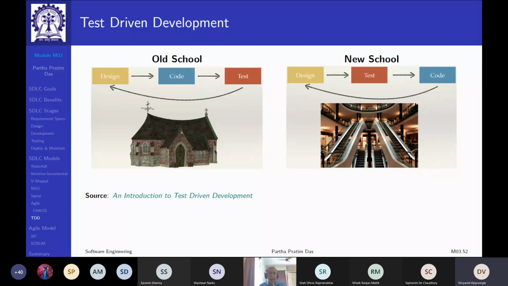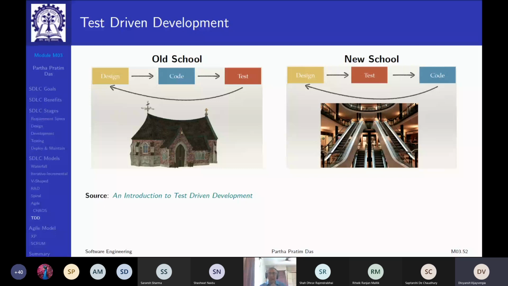So the idea is that in the old school, you design, and based on the design, you code. And then you basically test what you have coded. In the new school, in the TDD school, you design, and based on your design, you design the tests. And then you code to satisfy the tests. You don't code to satisfy the design. You code to satisfy the test. If the test is satisfied, then your coding is done.